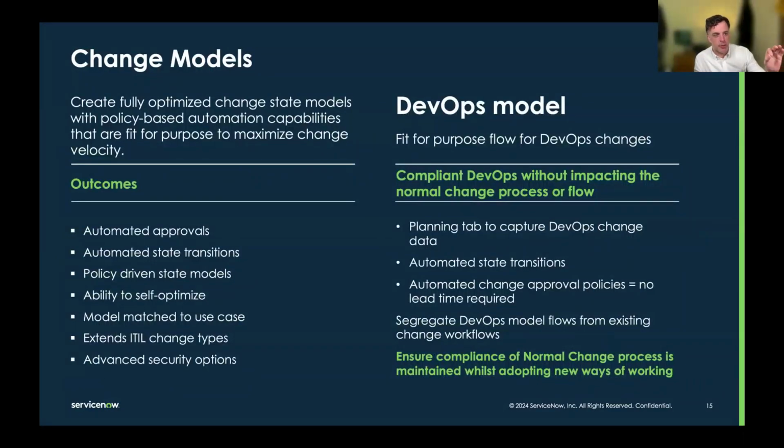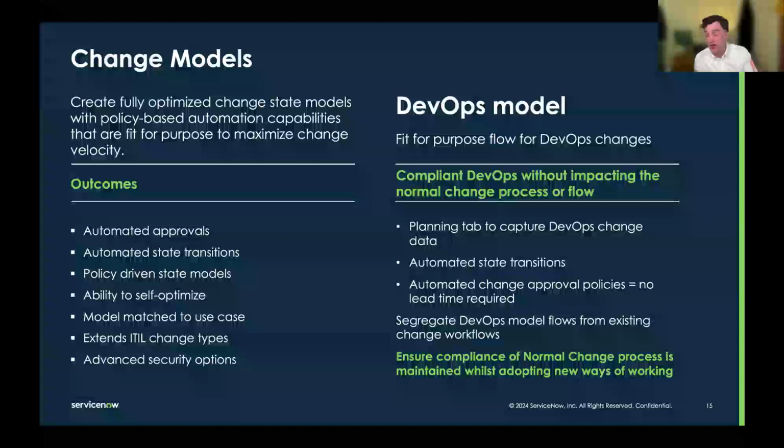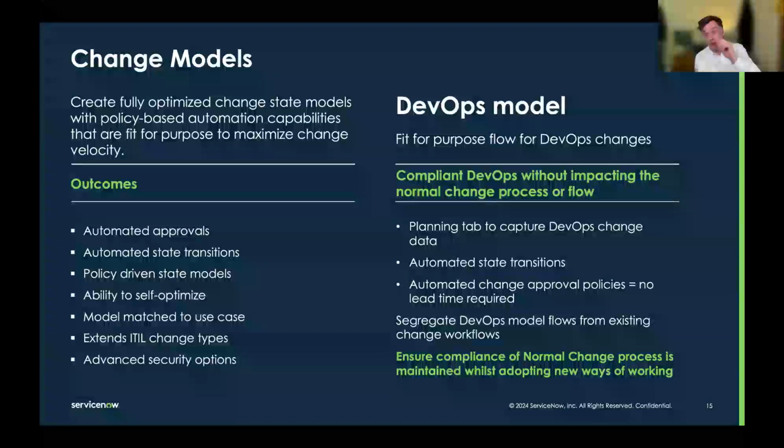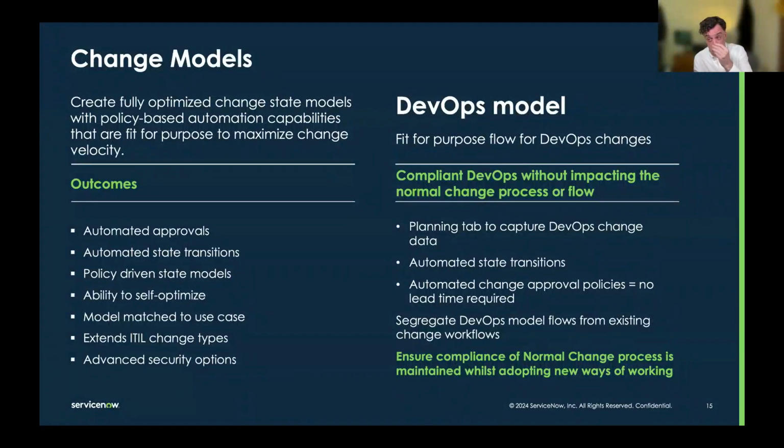So the idea is that we have our change models and we get to do things like automate approvals because we know what type of data we're expecting for that change model. So we can tailor approval policies to make sure that change flows as fast as possible. We can have policy-driven state models. So we can start to say, okay, this state only applies if these things happen because we know more about that change model. And we can start giving teams the ability to self-optimize, to make suggestions about how their model works without affecting the other teams that are in different models.